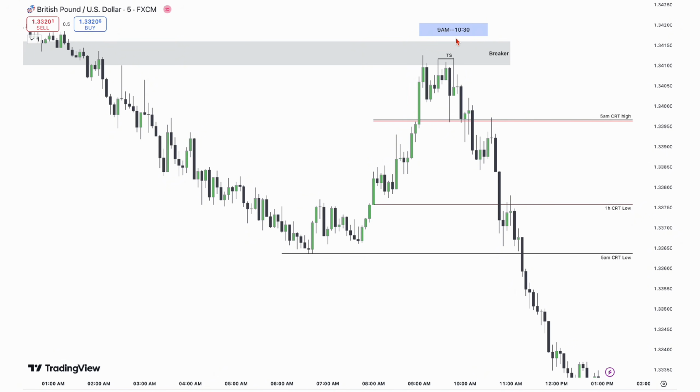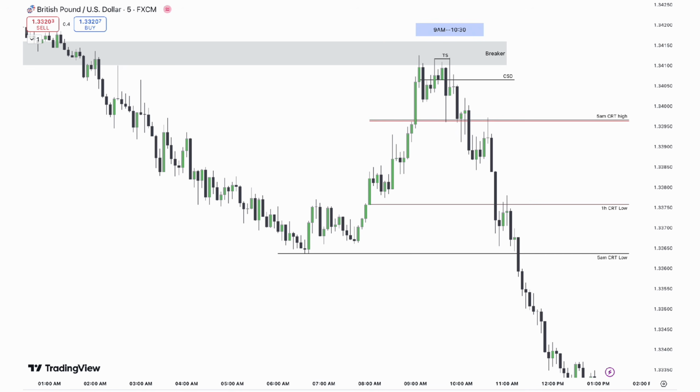So where the exact entry lies, we have a thick up-close candle which takes out the buy stops and then closes below it, so it's an indication of strong change in state of delivery and forming a higher probability order block. So we enter at the order block as a short position, and my stop loss is just above that order block and targeting the opposing end of 1 hour CRT low, as well as our final target is 5 AM CRT low. And here you can see we have reached our target.